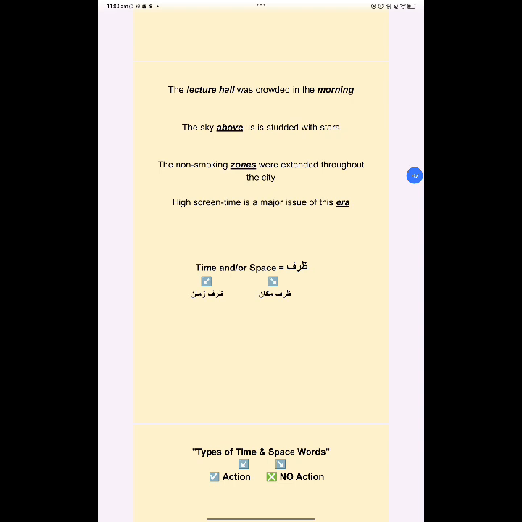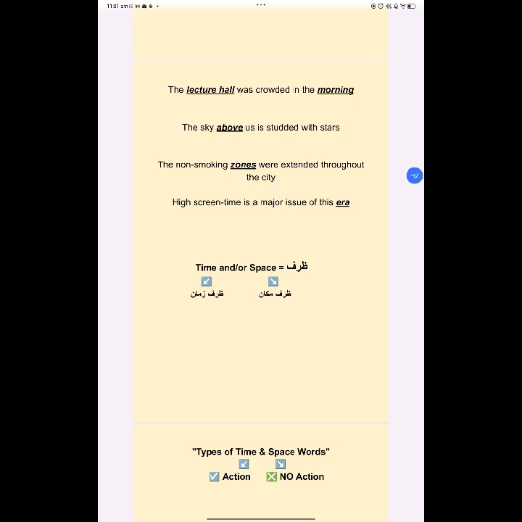Similarly, the sky above us is studded with stars. The word above in this sentence tells us the direction or simply the space. All right. So the word above is going to be a zarf as well. In the next sentence, the non-smoking zones were extended throughout the city. Okay, the non-smoking zones. The word zones is indicative of space or place. So that's why we're going to say that it is a zarf.